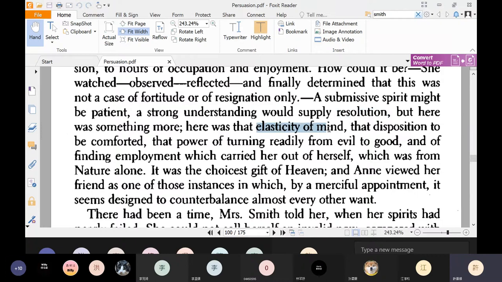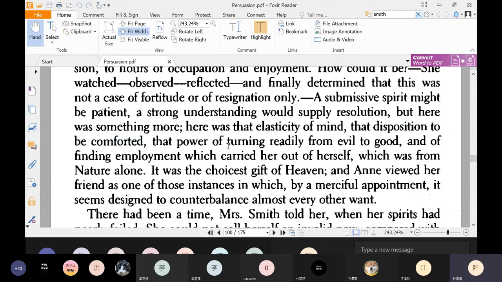But here was something more. Here was that elasticity of mind. Elasticity means flexibility, easy to change. And here it's not talking about changing your mind. It's talking about using your mind to change how you see the situation. So in this case, Mrs. Smith's situation is terrible, but her elasticity of mind allowed her to see the good parts, the good sides of her situation.